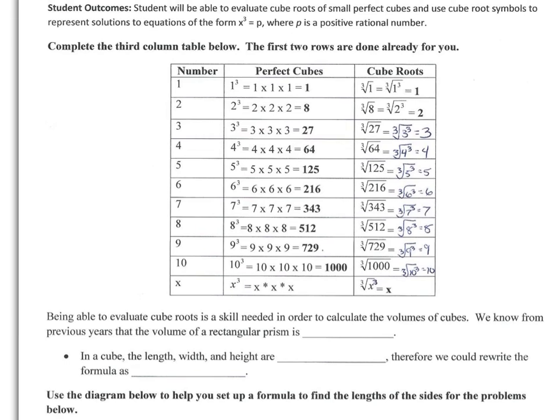Being able to evaluate cube roots is a skill we need in order to calculate volume. Remember yesterday, square roots helped us calculate area. Cube roots help us calculate the volume. So that's the important piece here. We know from previous years that the volume of a rectangular prism is V, or volume, equals length times width times height. In a cube, imagine something like a dice. The length, width, and height, they're all the same, or they're all equal.